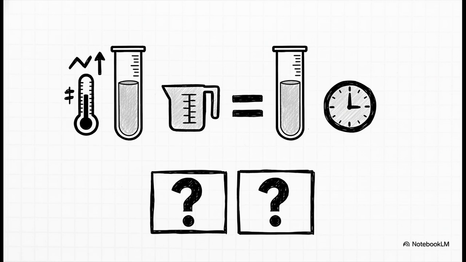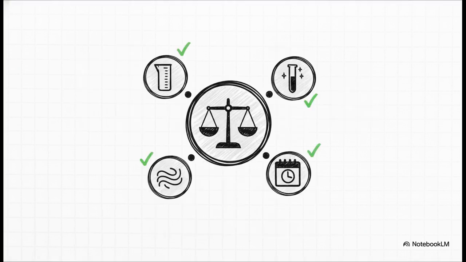Next up, 2 marks on the table for this one. Give 2 control variables the student should have used. Remember what control variables are, right? They're all the things you have to keep exactly the same to make sure that the one thing you're changing, the temperature in this case, is actually what's causing the results you see. And wow, the mark scheme gives you a ton of options here.